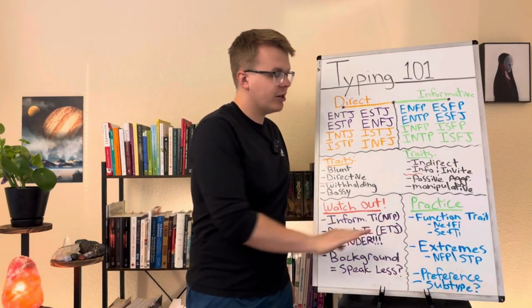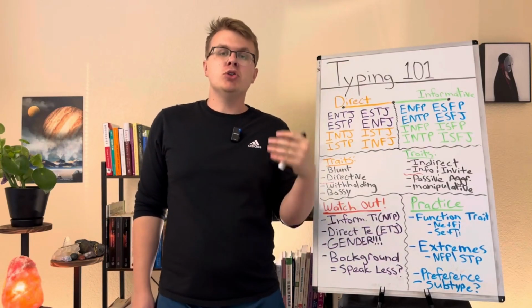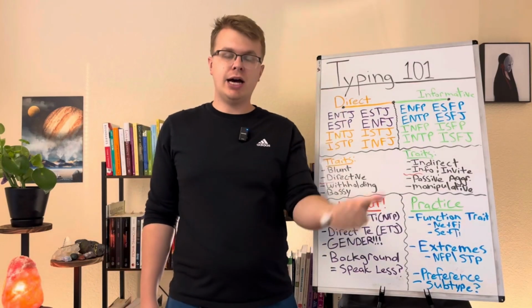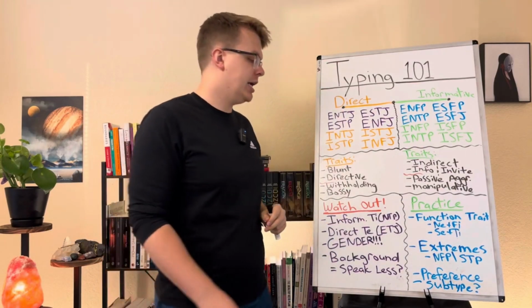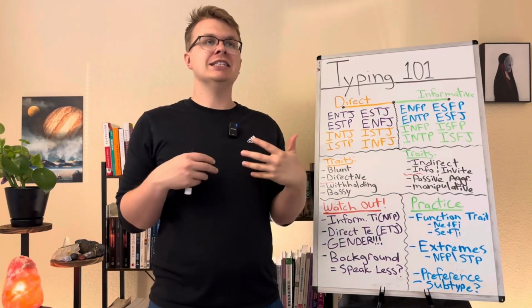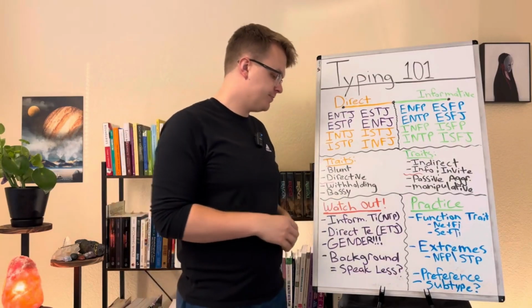But you have to be careful when you're dealing with direct types who are high in extroverted thinking. That is the ENTJ, INTJ, ESTJ, and ISTJ. Be careful with TE, as it can give information, but it's still directive with that information.